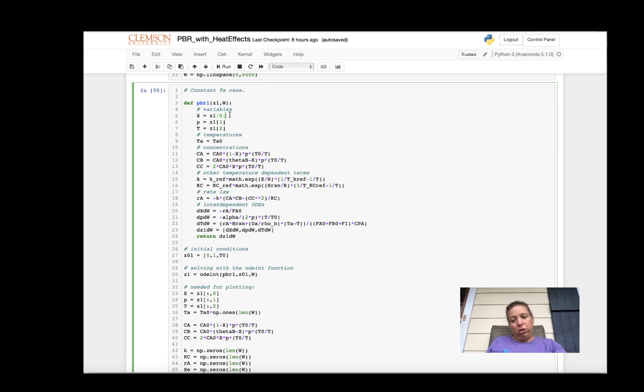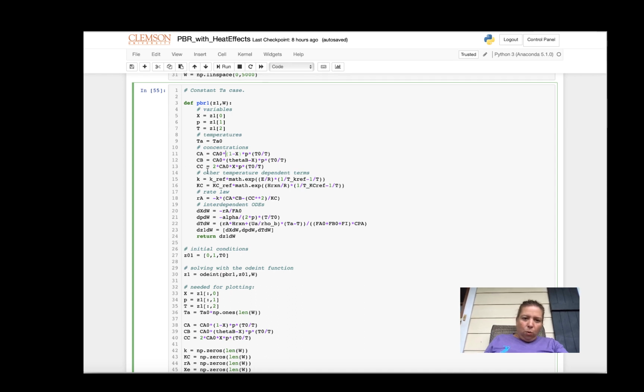One is conversion, so that's going to be my mole balance. One is my pressure, so that's going to be my Ergun equation. And then one is the temperature of my reactor fluid. That's going to be my energy balance. I also have this temperature of the coolant fluid, but that's constant, so I'm just going to set it up there.